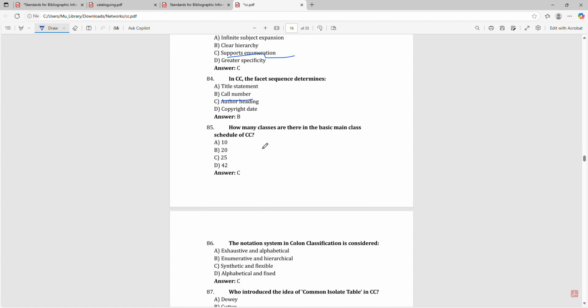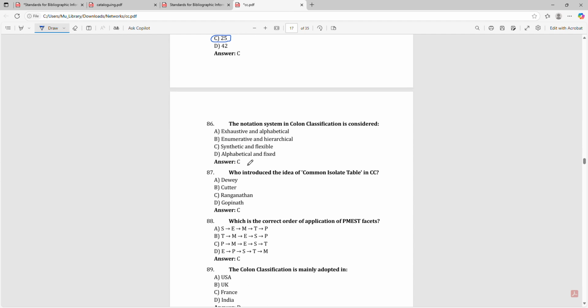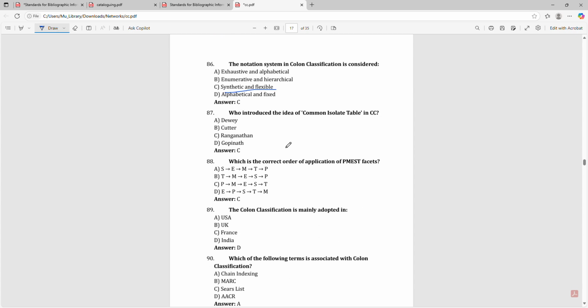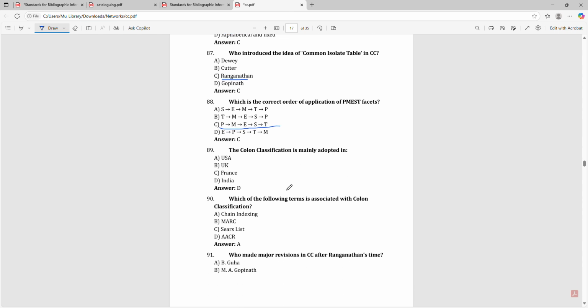How many classes are there in the basic main class schedule of the CC? That is 21. Sorry, 25 main classes. The notation system in CC is considered synthetic and flexible. Who introduced the idea of common isolate table in CC? That is Ranganathan. Which is the correct order of application of PMEST? That is PMEST. The CC is mainly adopted in India.